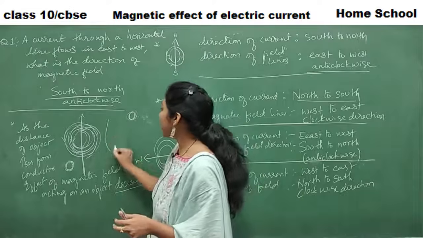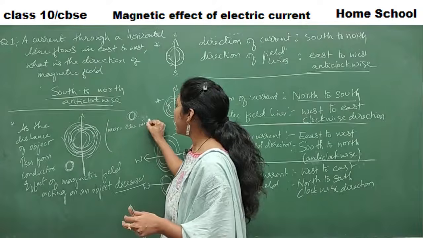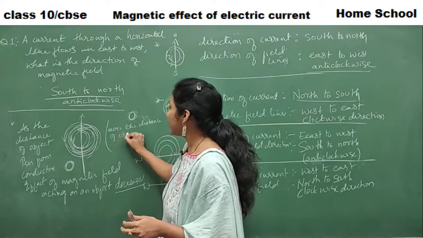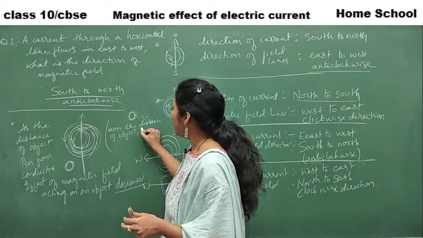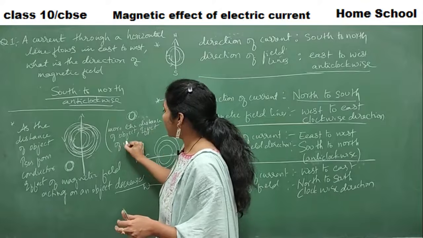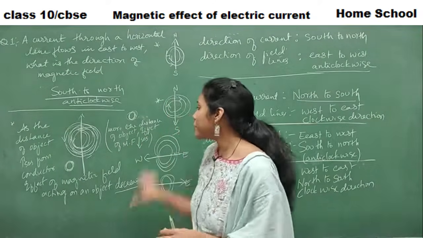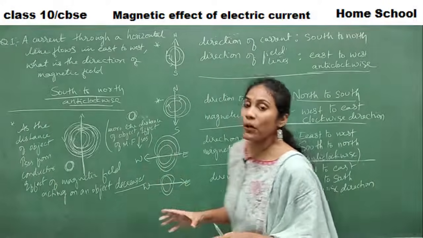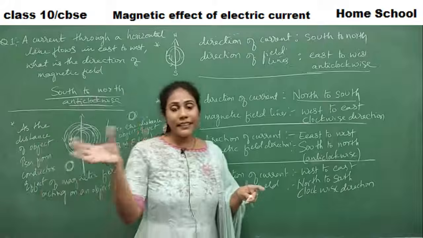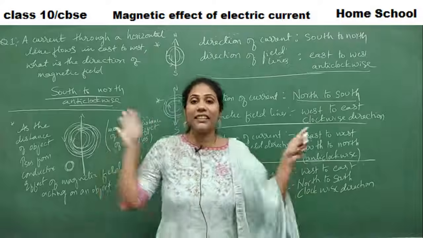So in simple terms, what I can say: more the distance of object, effect of magnetic field decreases. So these are the different points that you have to remember on the concept of magnetic effect generated when current flows in a straight conductor.